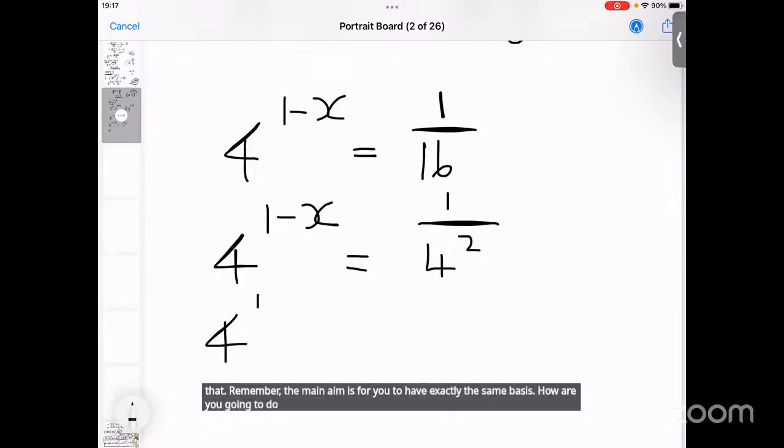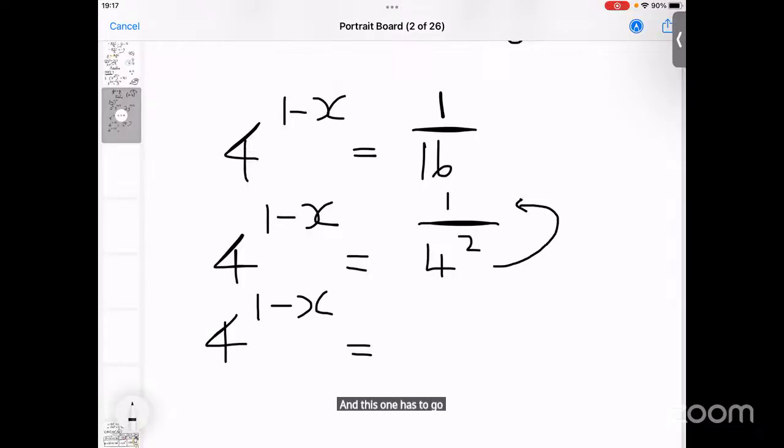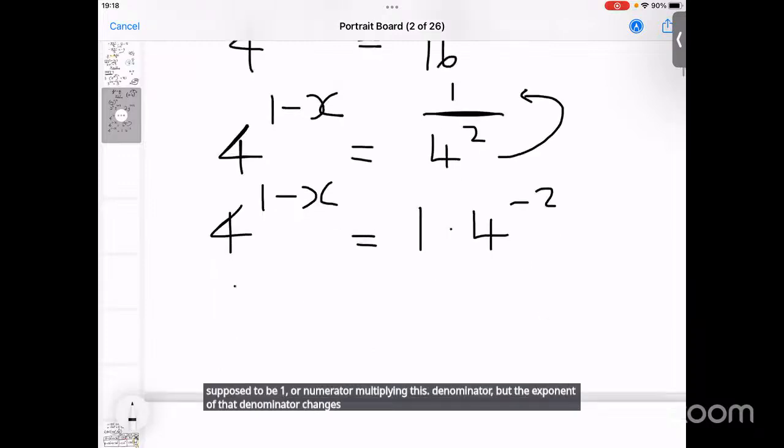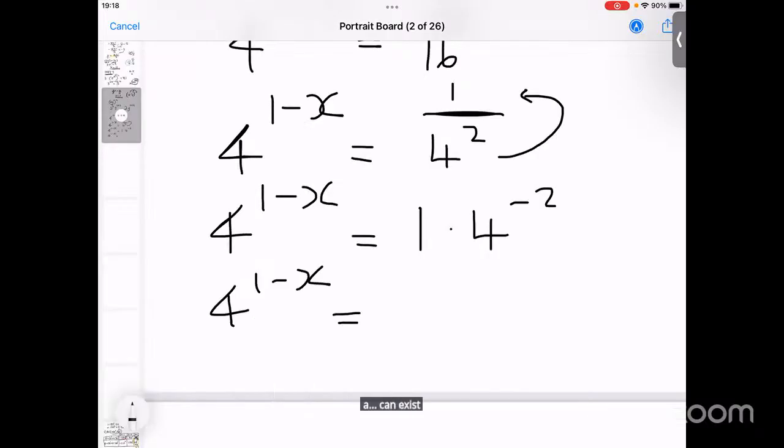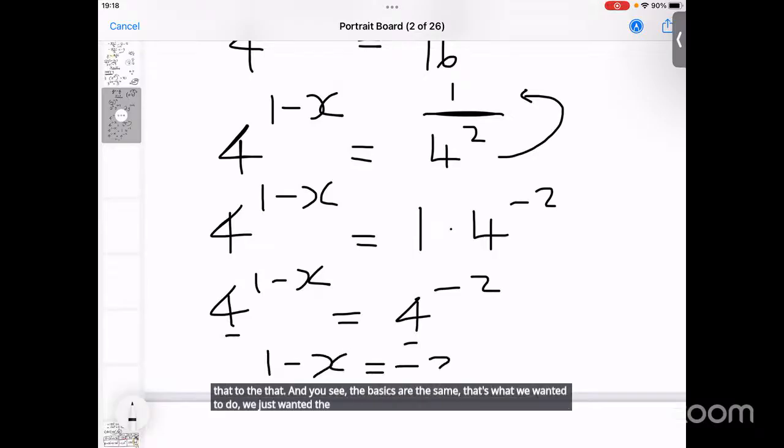Then you have that negative exponent, which should be equal to it by right. This one has to go and join that numerator. It is actually supposed to be 1 multiplying this denominator, but the exponent of that denominator changes. So that 1 we can just not write, because 1 can exist as an invisible 1, which means now we have that to the power of that. Can you see the bases are the same? That's what we wanted to do.